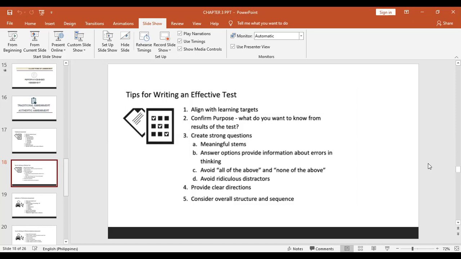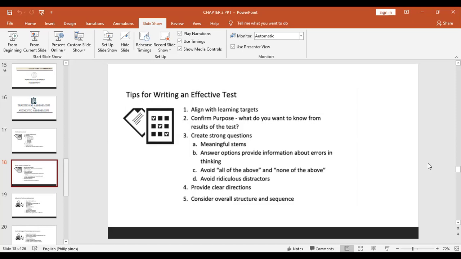Okay po. Let us create strong questions. Ibig sabihin, yung tipong mapapaisip talaga yung mga estudyante natin, even if that is just a traditional assessment. Number 4, avoid ridiculous distractors. Okay? For example, which among the following are not part of the solar system? And then nilagay mo yung nasa kusina nyo, mga ganon.